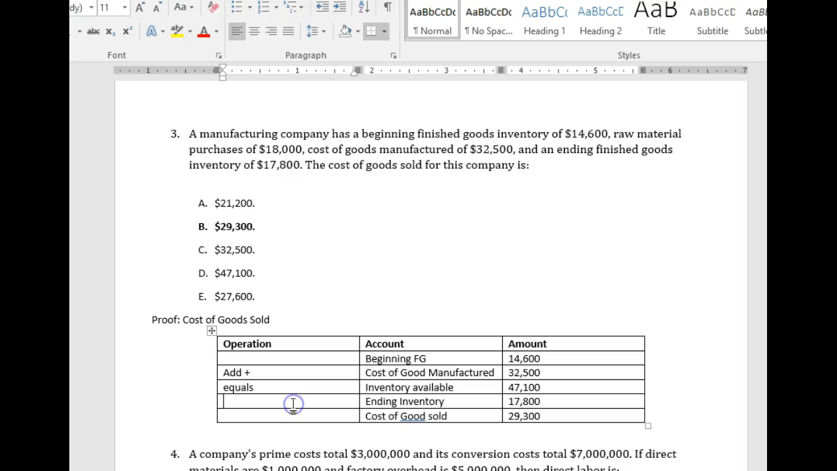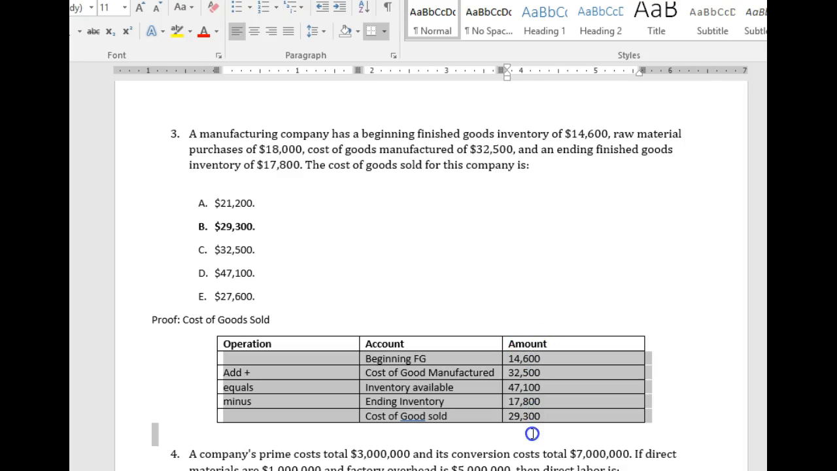So what do I do with my ending inventory? Well, go into one of our activities and find out what we did with the ending inventory to find cost of goods sold. So that would be a minus. We subtract it, don't we? So if I subtract 17,800 from 47,100, I'm going to come up with 29,300.